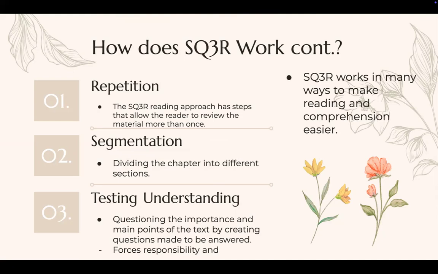Next, testing understanding. It could sometimes be hard to gauge whether the text's material was effectively absorbed. The SQ3R reading approach has a built-in goal for readers to complete. That is, questioning the importance of the text, looking for the answer, and testing your memory by reciting the answer after completely reading the text. This reading strategy keeps a reader responsible for their comprehension.